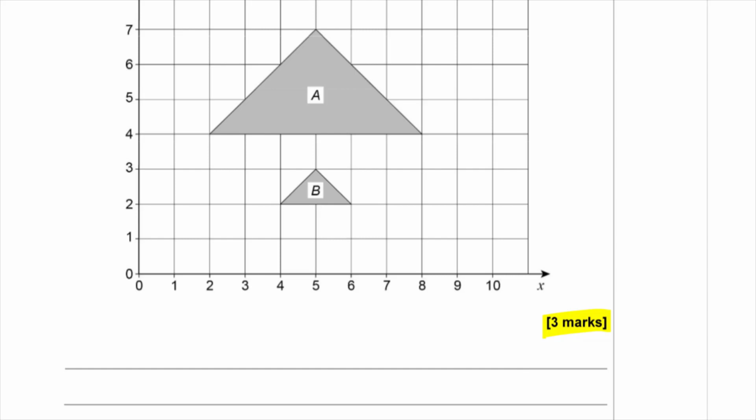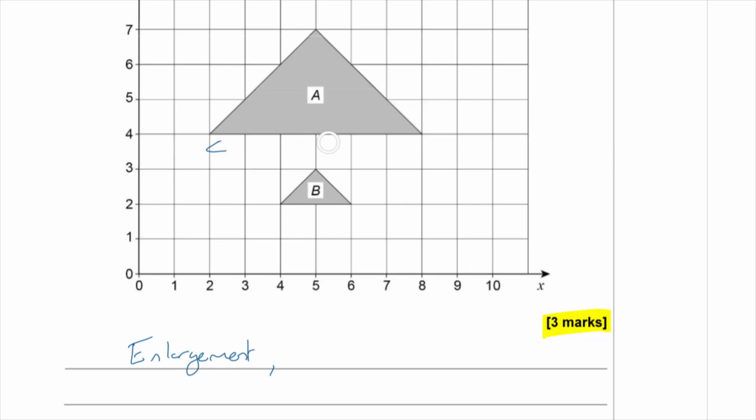Now the first mark you'll get from just writing down the type of transformation. So just writing down the word enlargement will get us the first mark. The next 2 marks are for the scale factor and for the center of enlargement. Now to work out the scale factor, you just need to find 2 similar sides, or 2 matching sides on your shape, and then divide one by the other.